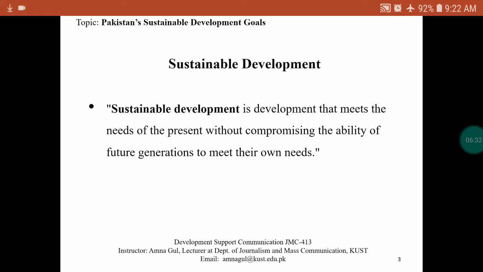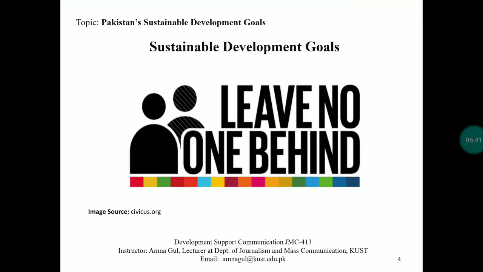Our goal at this time is to understand what sustainable development goals are, and then we are going to relate those with Pakistan. So the sustainable development goals, also known as SDGs, are known as global goals. These were adopted by all United Nations member states in 2015 as a universal call to action to end poverty, protect the planet, and ensure that all people enjoy peace and prosperity by 2030. So it was a 15 years plan, and currently we still have around 19 years for that.